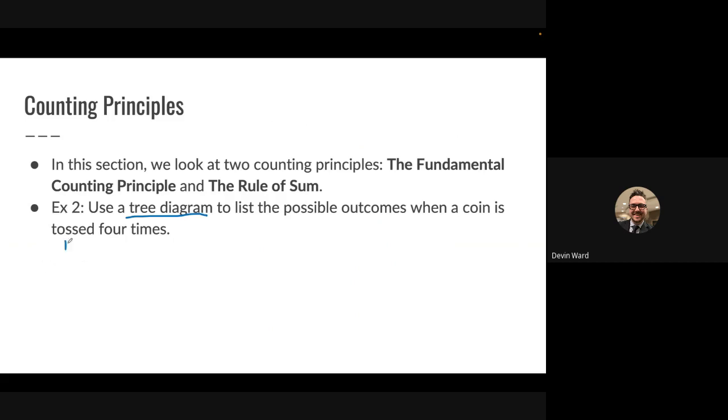Okay. So the first toss, for a coin, we can either have heads or we can have tails. So I'm going to try and space this out because it's going to get quite cluttered. For the second toss, so say we flip heads with the first one.